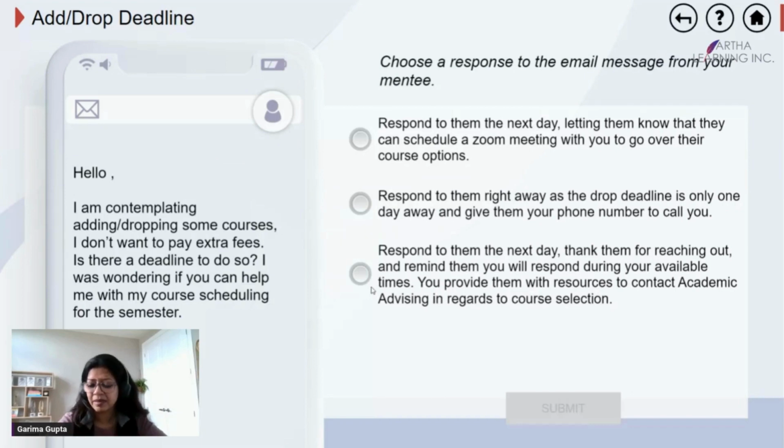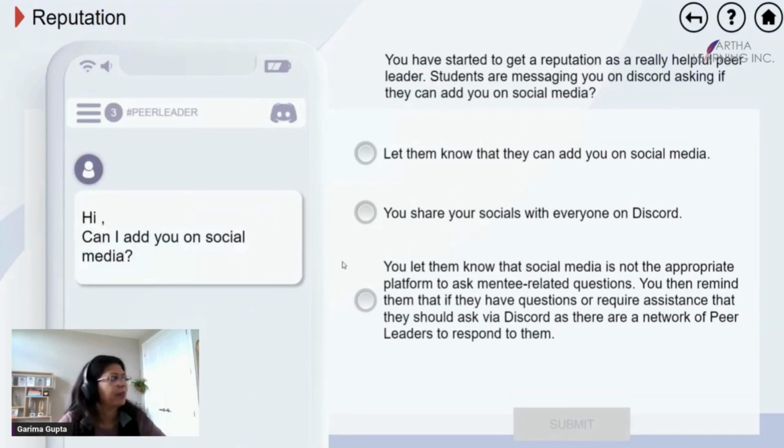In this case, we are teaching peer mentors, students who are working as mentors to the other students, how to maintain boundaries, right? So on the left-hand side, on the mobile, you're seeing how the student mentees might approach a mentor, and you teach the mentors how to respond. Now, based on how they respond, the branching takes them in a different place. So let's say the mentees ask, hey, can I add you on social media?